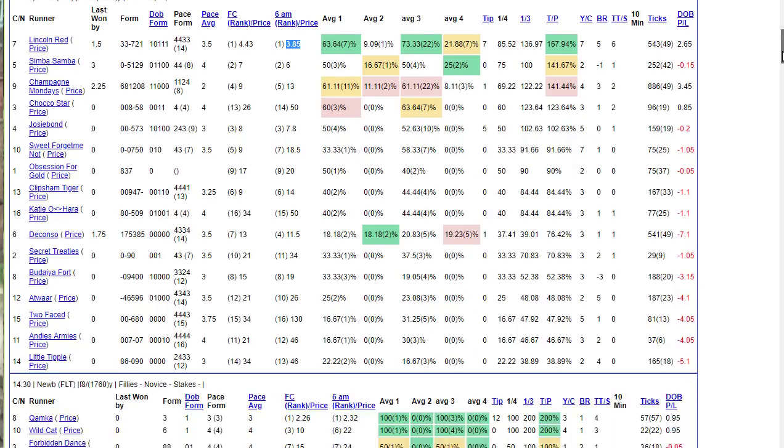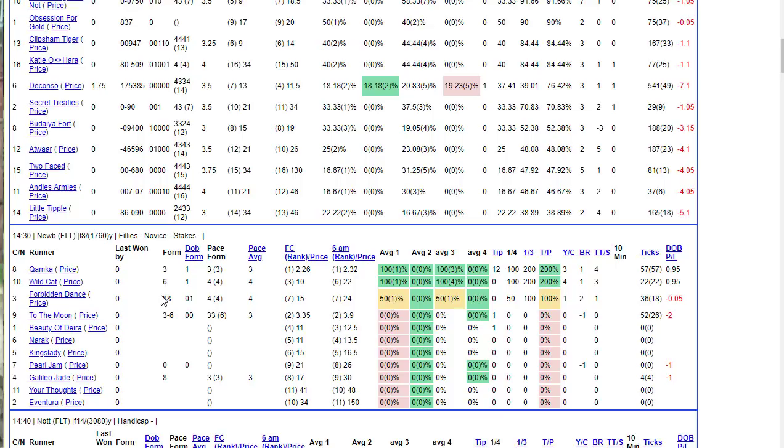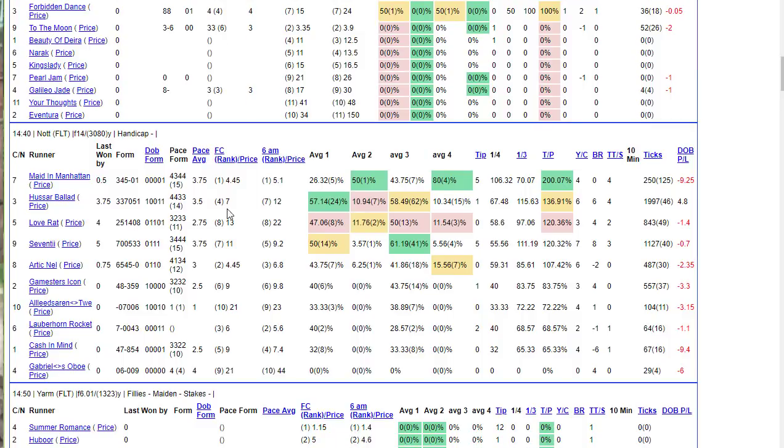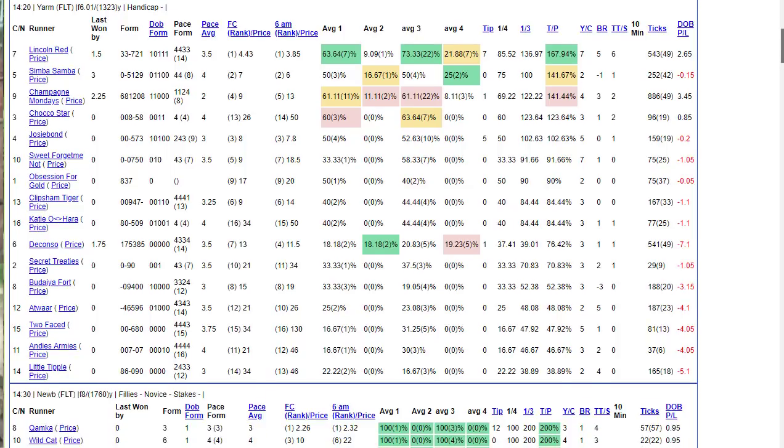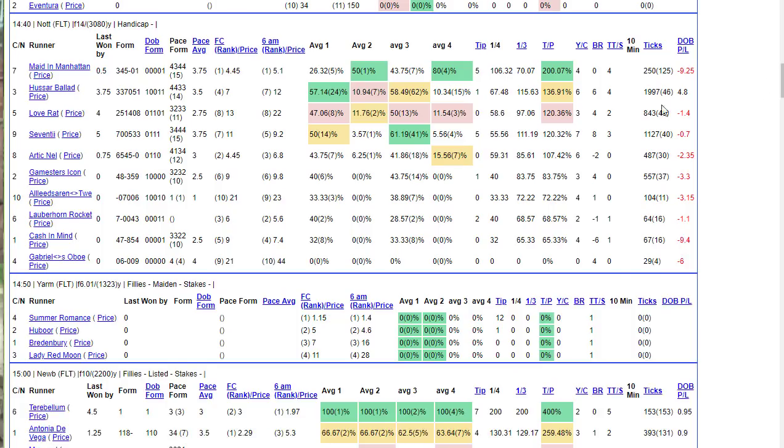So if we go down, let's have a look. Again, this one's made up of hardly any information, so probably stay away from it. Made in Manhattan, this is probably quite an interesting one. 200. It's got quite a high 1/4, not so high on the 1/3. Some people like that 1/3 to be high as well. So in this case of Lincoln Red, you can see that it's got 139, which is, again, the highest. So we've got the highest 1/3 and the highest TP. So quite a reasonable choice there.